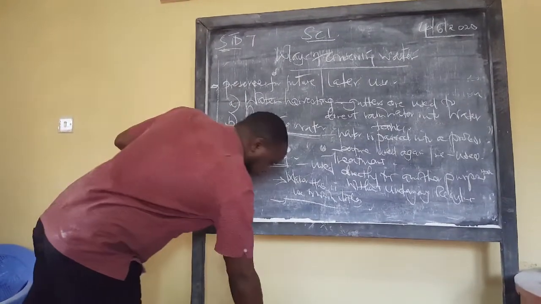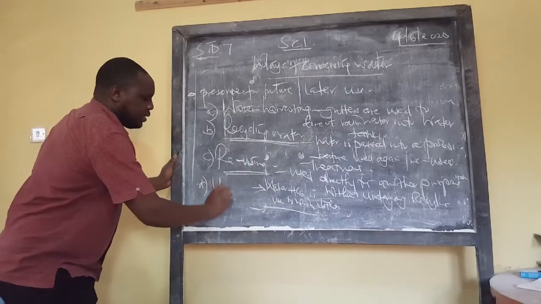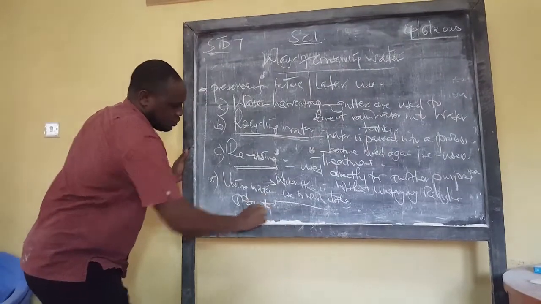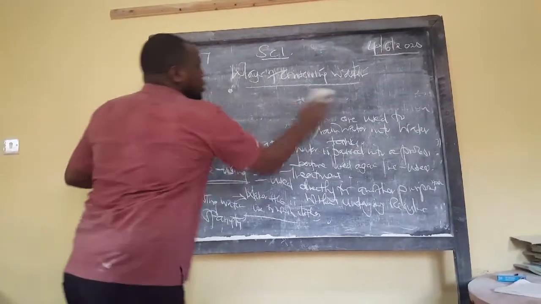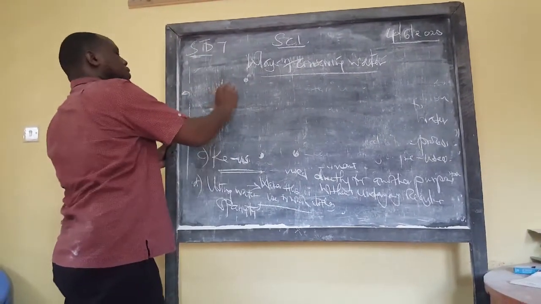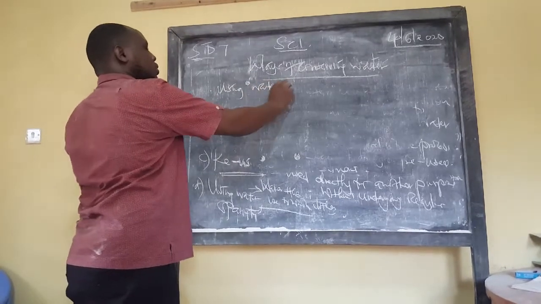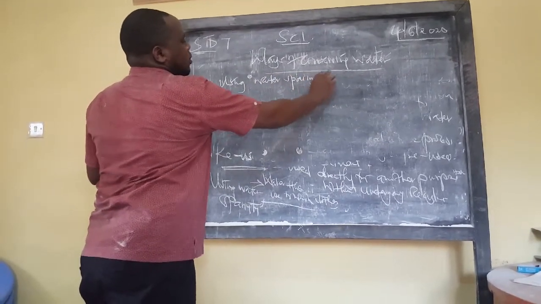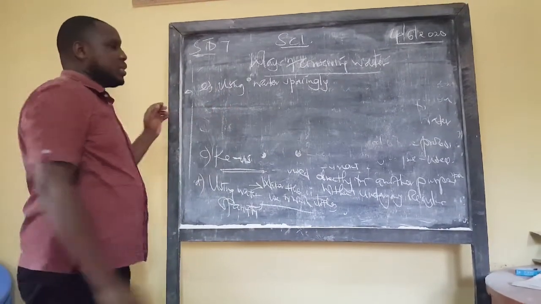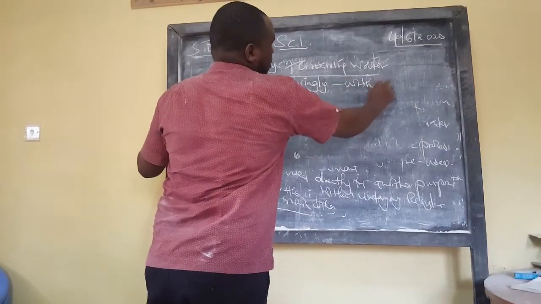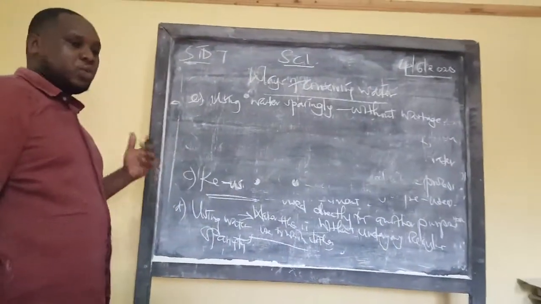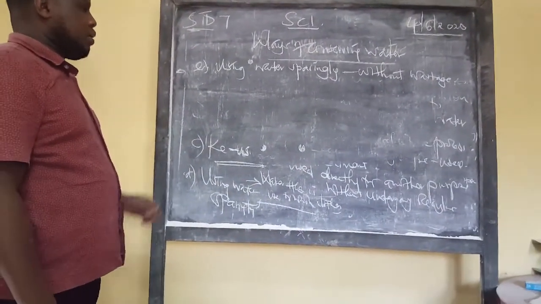The other one, of course, is what you call using water sparingly. Let me just write it there. Using water sparingly. That is number five. What do you mean by sparingly? Without wastage. You just use what is enough for whatever you want to do.